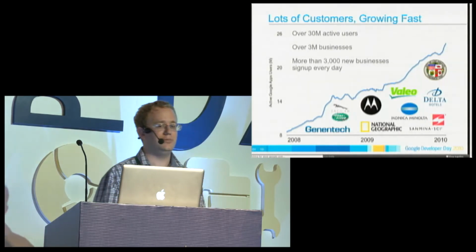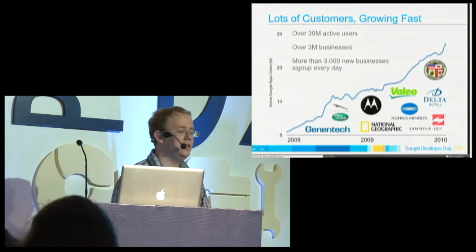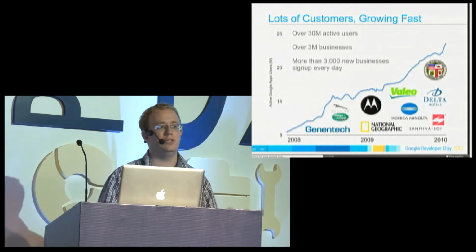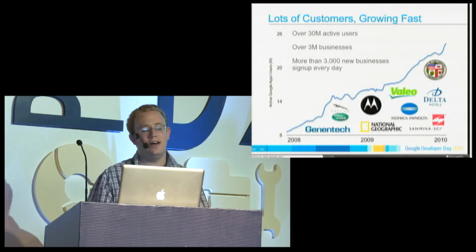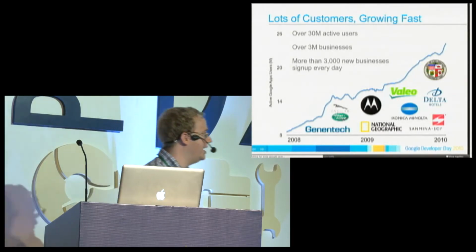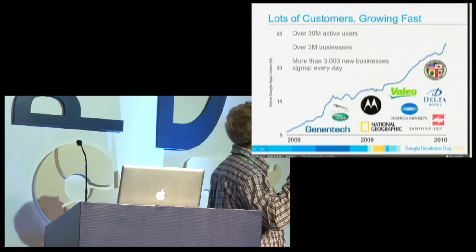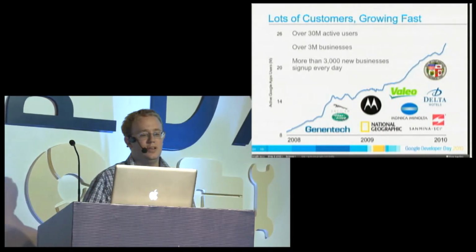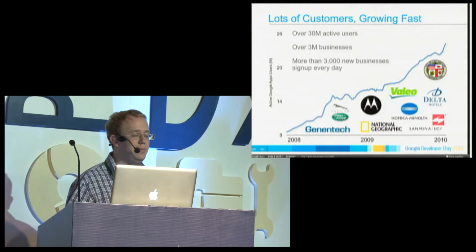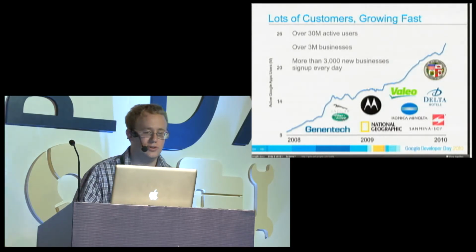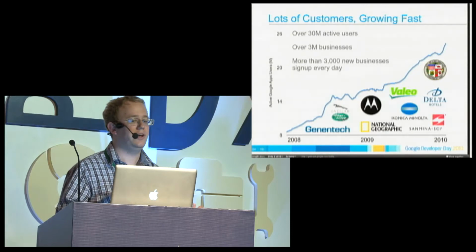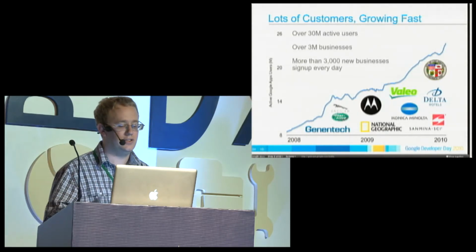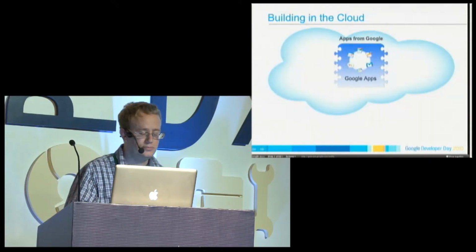Google Apps has lots of customers, and it's growing very quickly. There are 30 million active users of Google Apps with 3 million businesses. Over 3,000 new businesses are signing up every single day. And these customers are of all different types of businesses. There are small businesses, the mom and pop shops or the small retail stores, going all the way through major enterprises and governments and educational institutions.